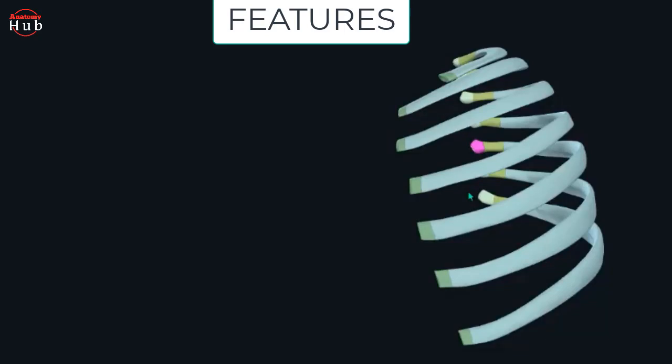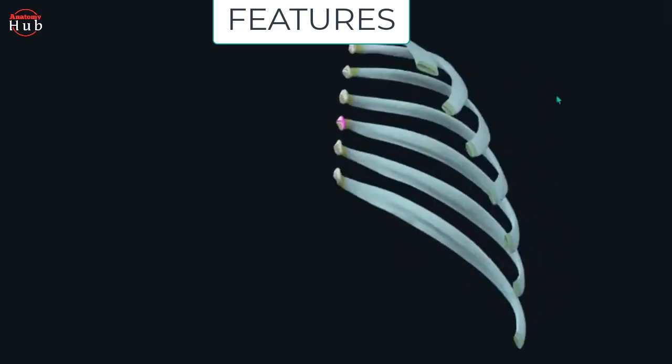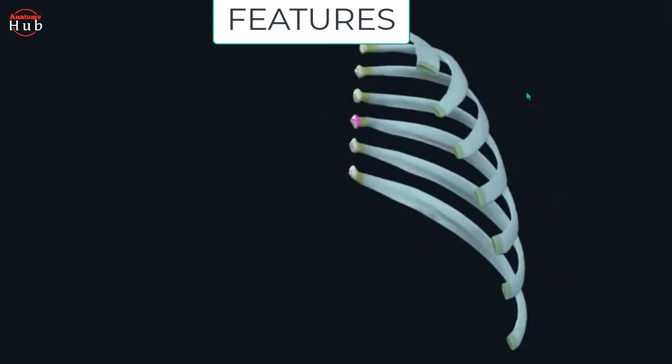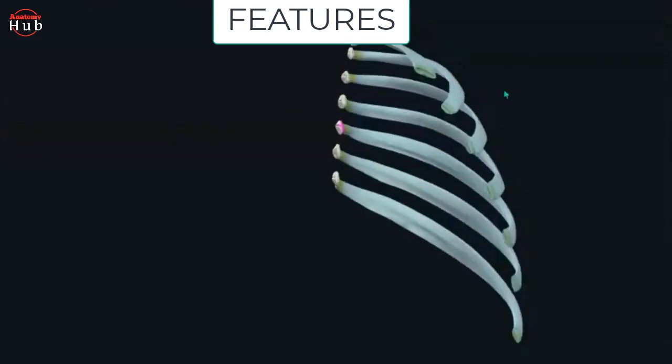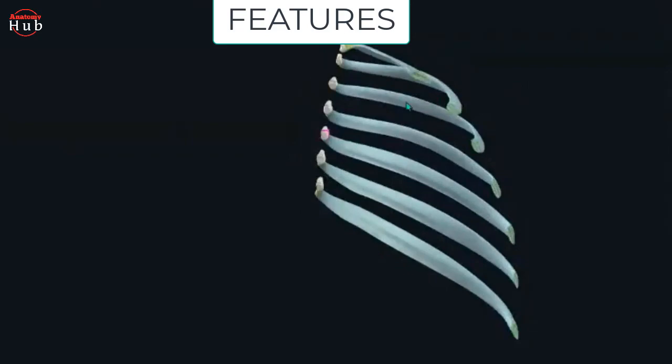Then again we will divide these ribs into two groups. What is that? That is your typical group and the atypical group. So we'll say typical ribs and atypical ribs. Now the question will arise: what is this typical rib and what is the atypical rib? Typical ribs means the ribs which have similar features.